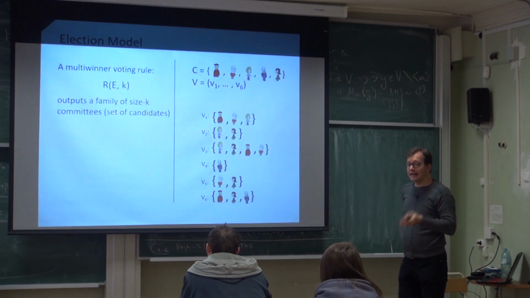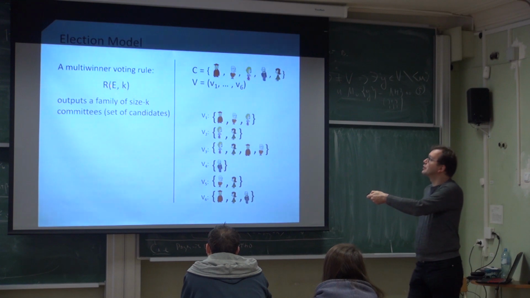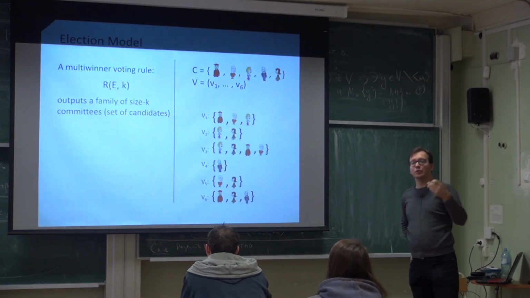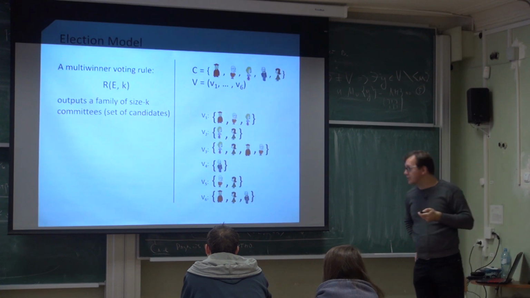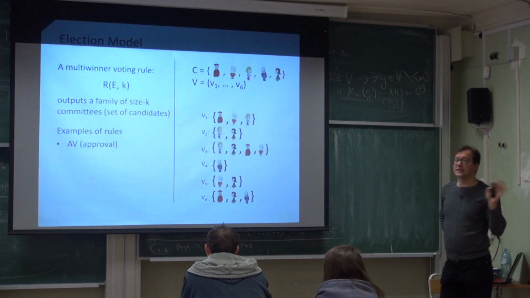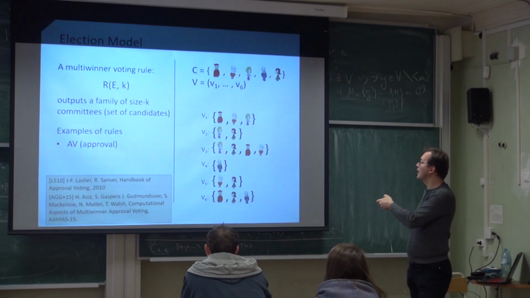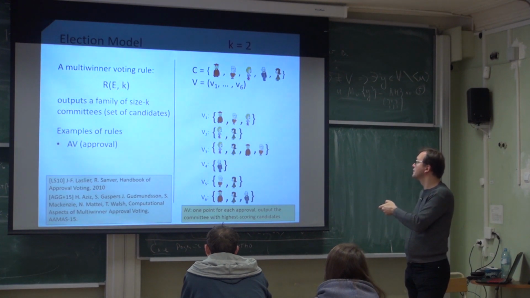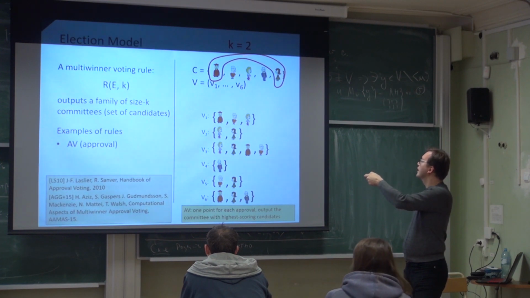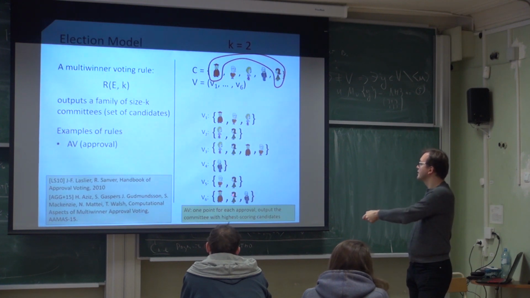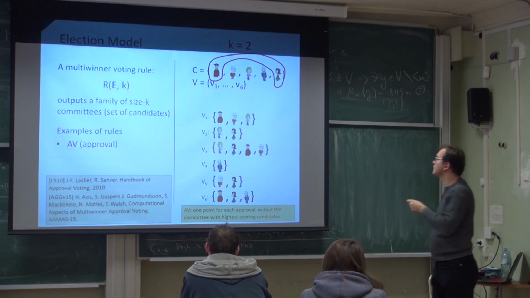Okay. And now a multi-winner voting rule is very similar to a single winner one, except it outputs a family of size k committees. So a committee is a set of candidates, so now the output is a family of these committees. And again, a few examples at the beginning. In the approval rule, you simply count how many times each candidate was approved. So if we take committee size 2, then the winning committee is red and green, because the red guy is 1, 2, 3 times approved, the green lady is 1, 2, 3, 4 times approved, and no one else has more.